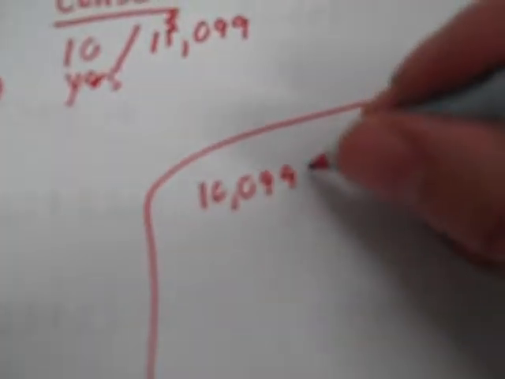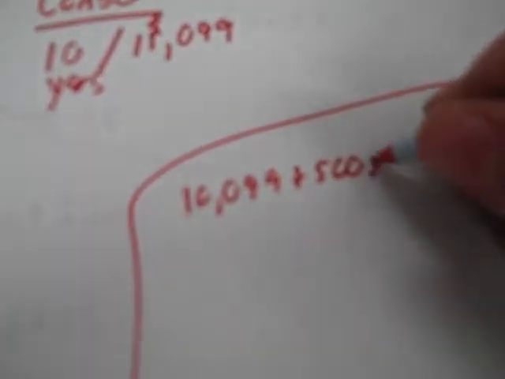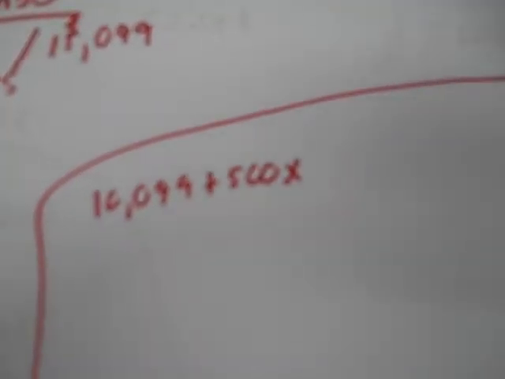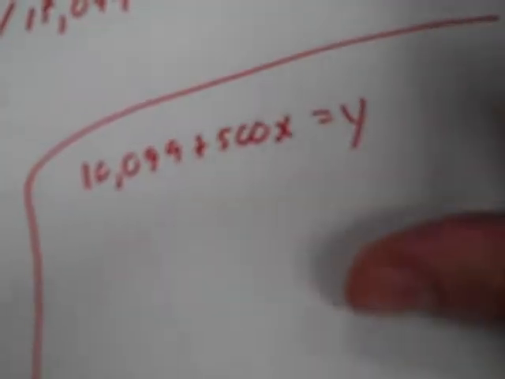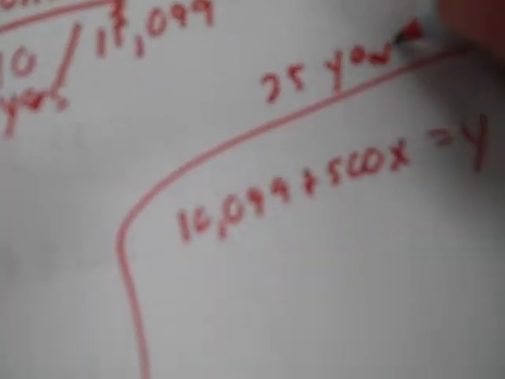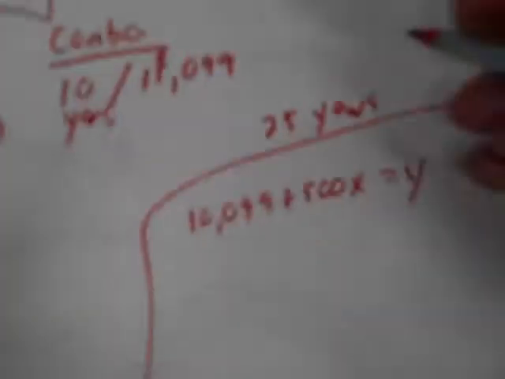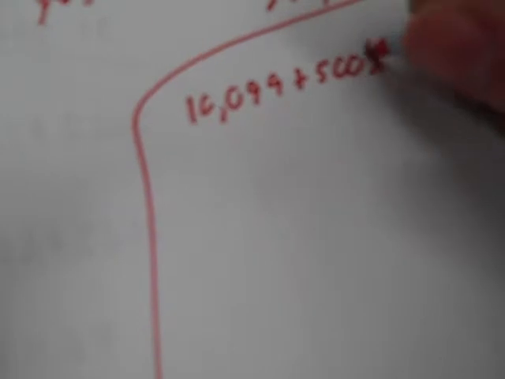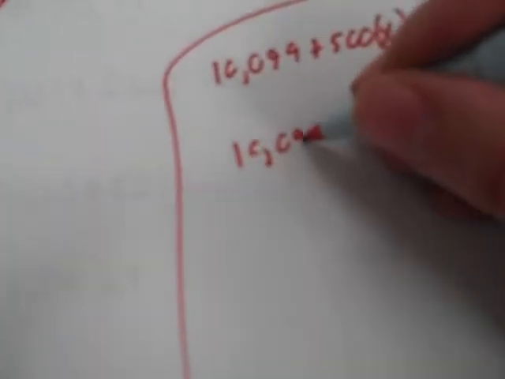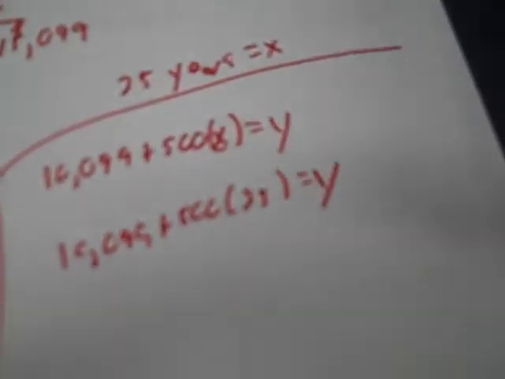So that's 10,099. Okay. So the equation tells a story. We had $10,099 plus $500 every year. So X, it's actually 500 million, but we'll address a million at the end, equals Y. Okay, so the last number is 25 years. Years is X. So we put that in for X. So 10,099 plus 500 times 25 equals Y.